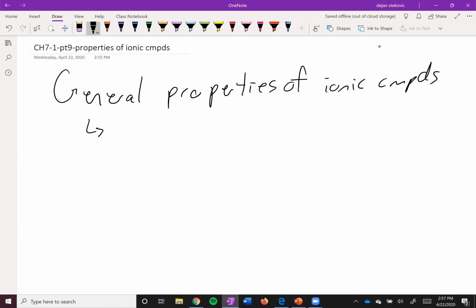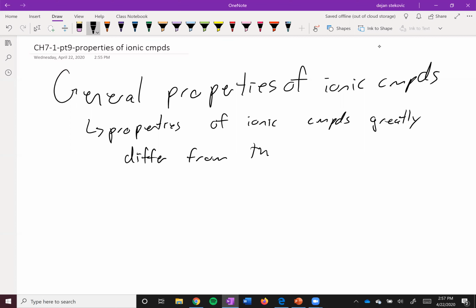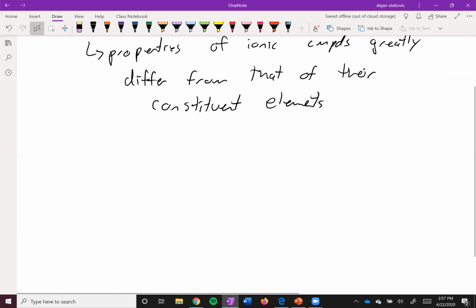But anyways, when we're talking about ionic compounds, one thing that you have to realize is that the properties of the ionic compounds can greatly differ from their constituent elements. So what they were made out of does not have the same properties as what it becomes. I got a little picture for you here to demonstrate that.